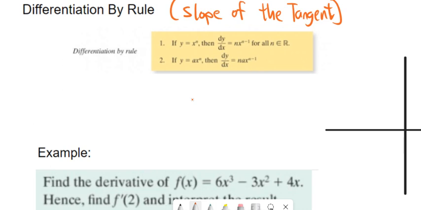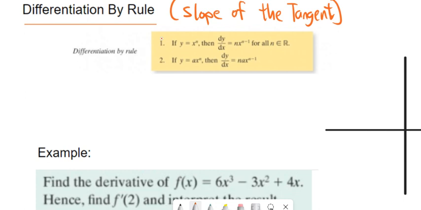Hi folks, so this is differentiation by rule. So what differentiation is, you'll have done differentiation by first principles before. First principles, that's f(x+h) minus f(x) over h, and the limit as h tends to 0 of all that. That's how you do it by first principles, but there's a much shorter way, differentiation by rule.